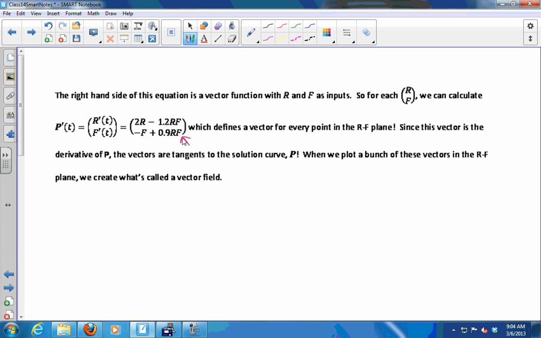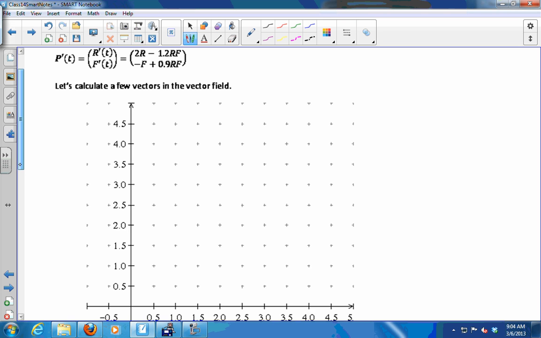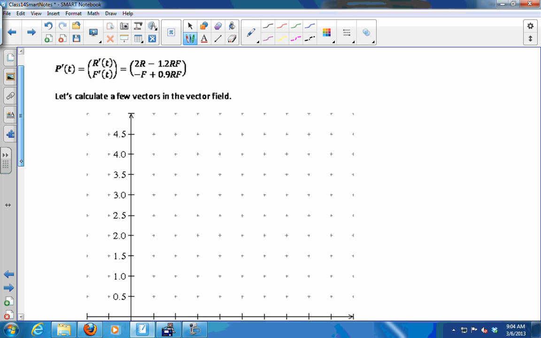Okay. So if we plot a bunch of these vectors in the RF plane, we'll create what's called a vector field. This is very similar to making slope fields, except that now we have three variables: time, predator, and prey, and we're just drawing the picture without time. So we're just doing predator and prey, and at each point R, F, we're drawing a little arrow. We could do a couple by hand just to see what the idea is.